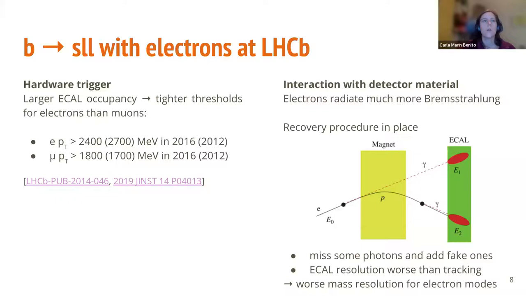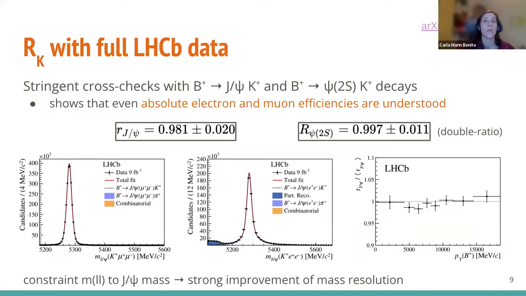Okay, now that I've covered the main experimental issues, let me move to the most recent results from LHCb. The first of them is the update of RK with the full LHCb data. First, let me start with the cross-checks we performed with the J/psi and psi(2S) modes. You see here the value we obtained for J/psi. This is the single ratio of the J/psi modes in the muon and the electron final state. You see that this is very well compatible with one, which is the expectation. And this actually shows that we have a good control of the absolute electron and muon efficiencies.